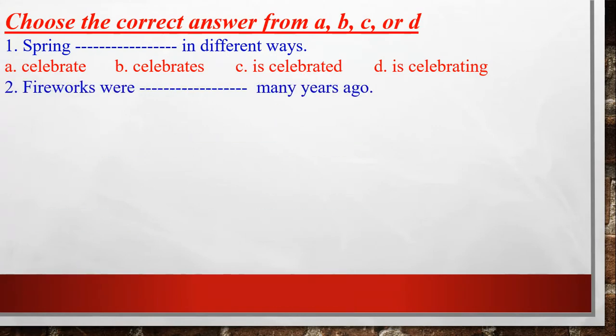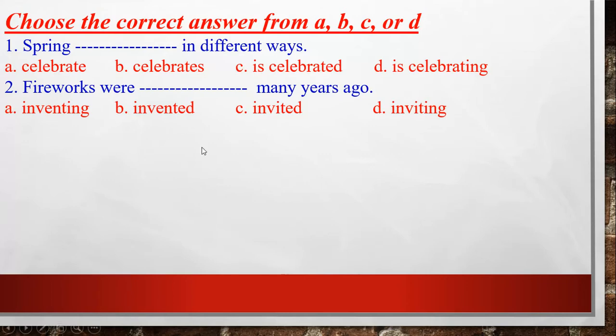Number 2. Fireworks were space many years ago. Inventing, invented, invited, inviting. So we want to use the past participle form of invent. Invent here means to make a new thing. Fireworks were invented. Invented is the past participle form of invent. Okay, the answer is B, invented.